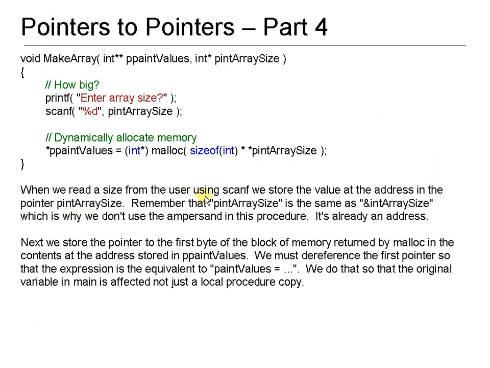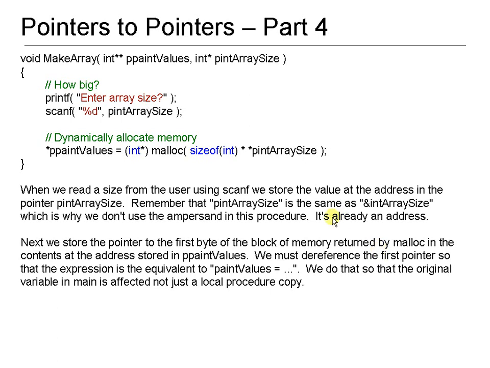When we read size from the user using scanf, we store the value at the address in the pointer pint array size. Remember that pint array size is the same as ampersand int array size, which is why we don't use the ampersand in this procedure. It's already an address. Next, we store the pointer to the first byte of the block of memory returned by malloc in the contents at the address stored in PPA int values.